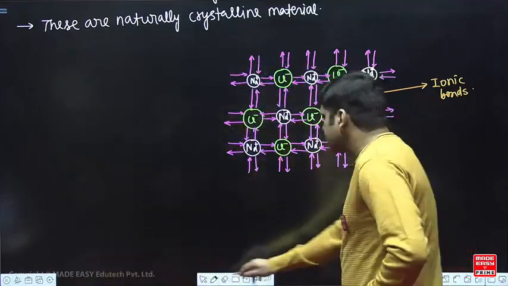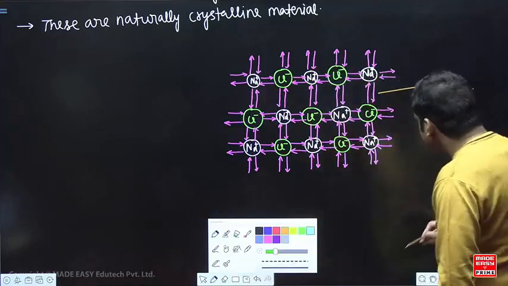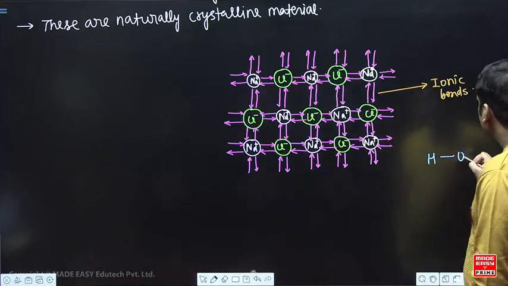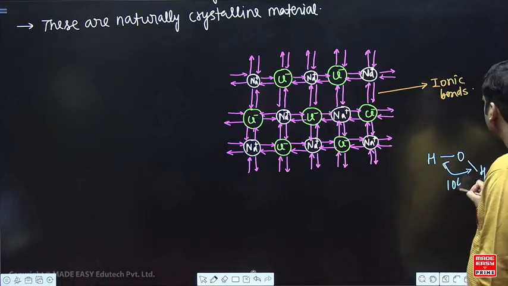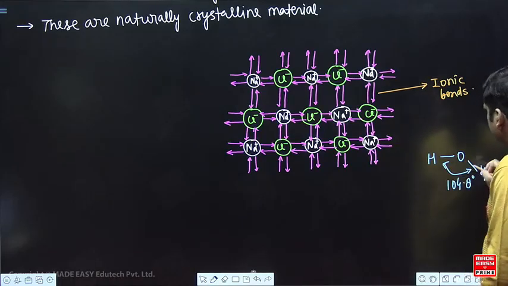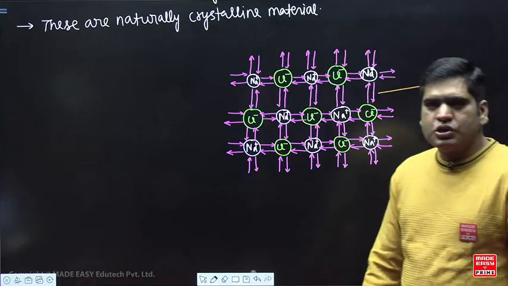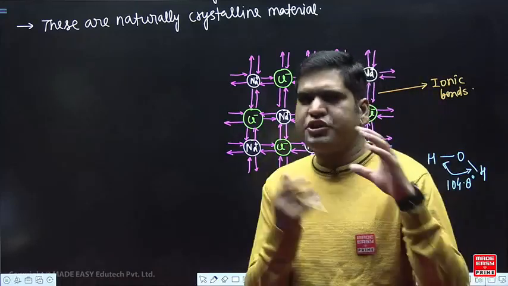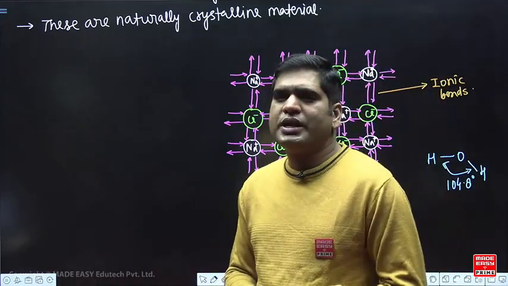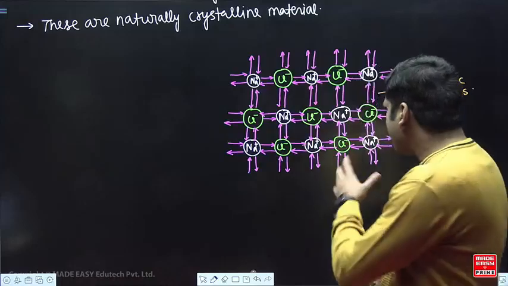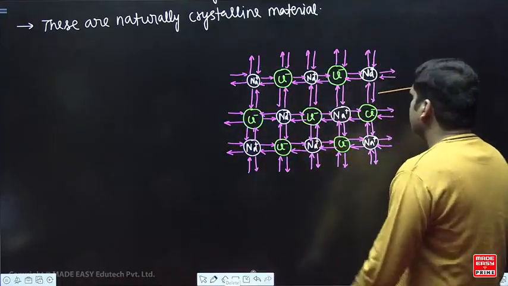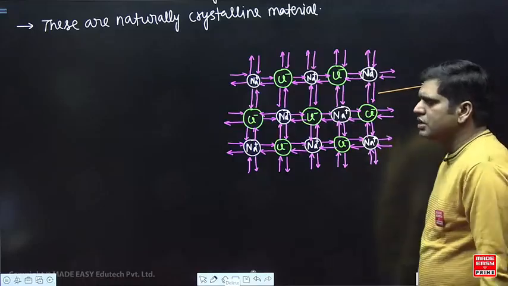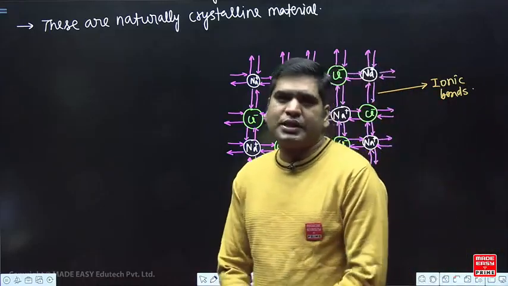In the later sections I will teach you some bonds which are directional. If you recall, in water you have a bond angle of 104.8 degrees. It means only at this angle the bond is strong. So if the bond is formed in a particular direction, it is known as a directional bond. But ionic bonds are not formed in any particular direction. They are equally strong in all directions, so they are non-directional bonds.